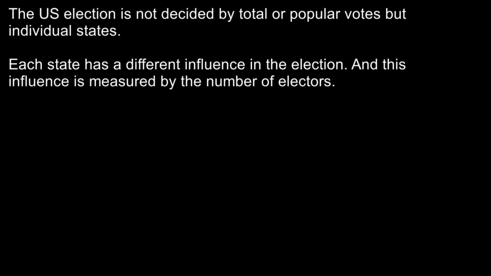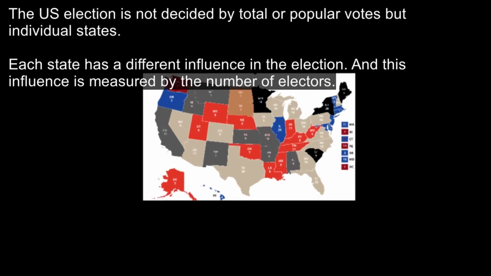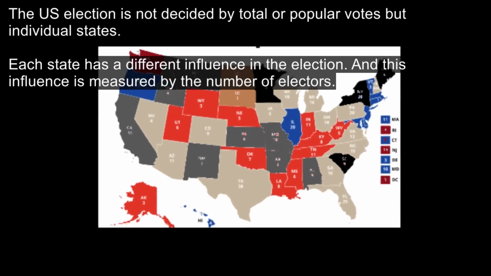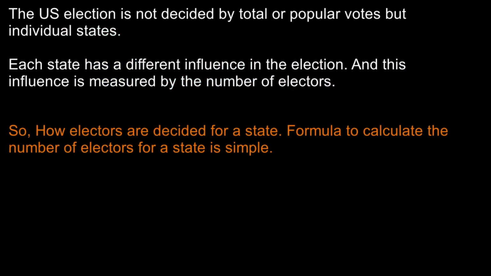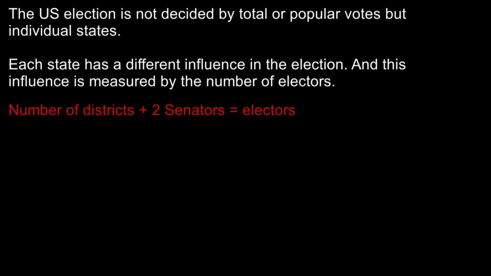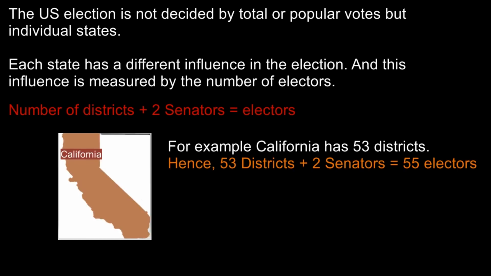The US election is not decided by total or popular votes but by individual states. Each state has a different influence in the election, and this influence is measured by the number of electors. So, how are electors decided for a state? The formula to calculate the number of electors for a state is simple. Number of districts plus 2 senators equals electors. For example, California has 53 districts. Hence, 53 districts plus 2 senators equals 55 electors.